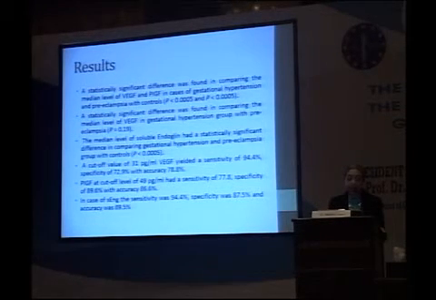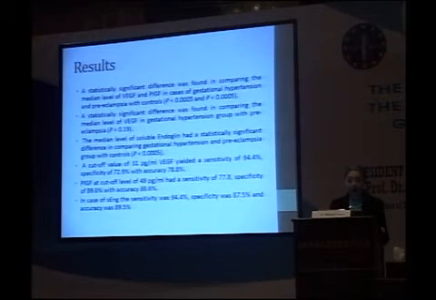A statistically significant difference was found in comparing the median level of vascular endothelial growth factor in the gestational hypertension group with preeclampsia. The median level of soluble endoglin had a statistically significant difference in comparing gestational hypertension and preeclampsia groups with controls. A cutoff value of 31 picograms per milliliter of vascular endothelial growth factor yielded a sensitivity of 94.4%, specificity of 72.9%, with accuracy 78.8%.